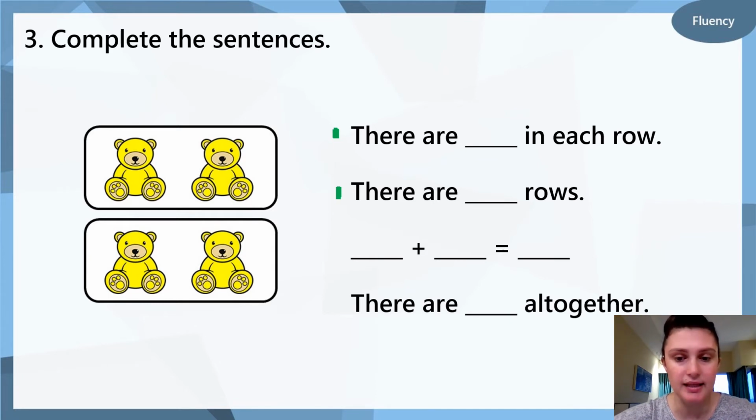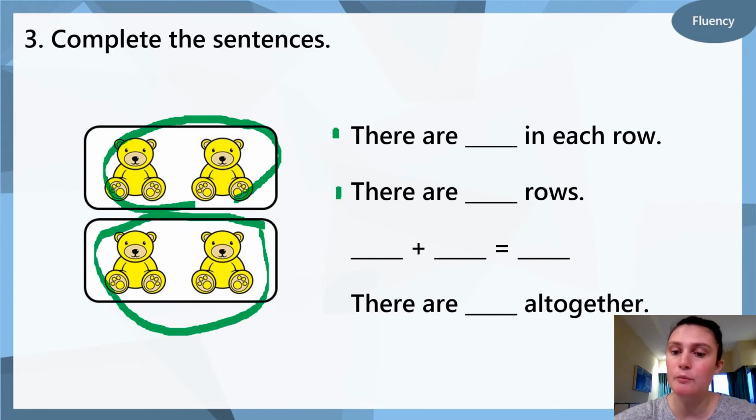Okay, next we need to find out how many there are altogether. So we're going to take the number from the first row and the number from the second row, and we're going to add them. Remember, we can either use plus to add, or we can use, that's right, skip counting.